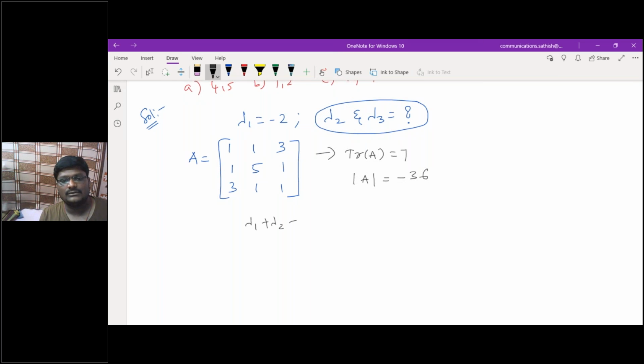Lambda 1 plus lambda 2 plus lambda 3 is equal to the trace of the matrix, that is equivalent to 7. And lambda 1 they had given as -2, so -2 plus lambda 2 plus lambda 3 is equal to 7. From this, what is lambda 2 plus lambda 3? 7 plus 2, which is 9.